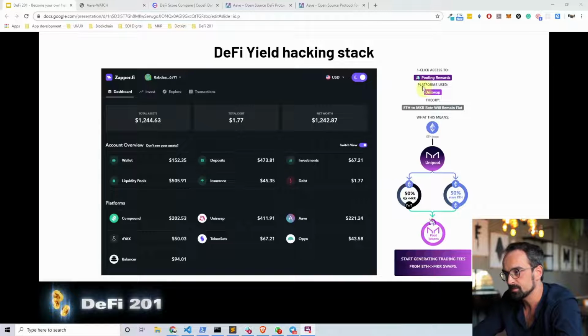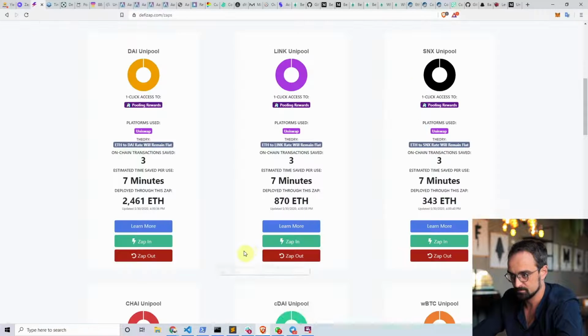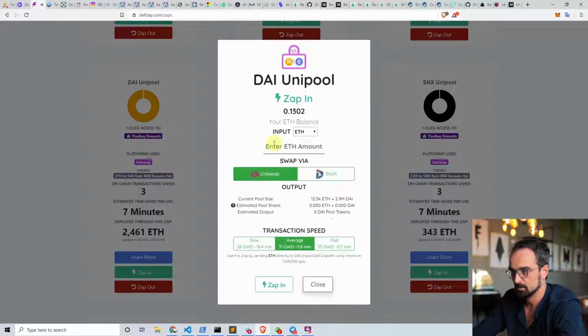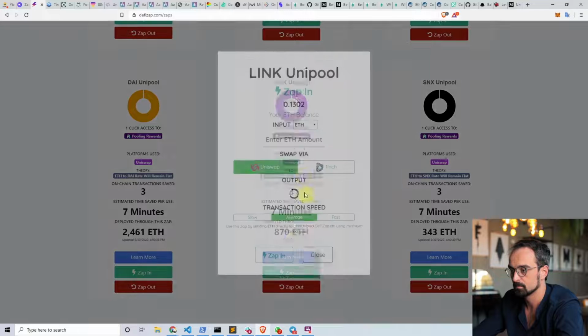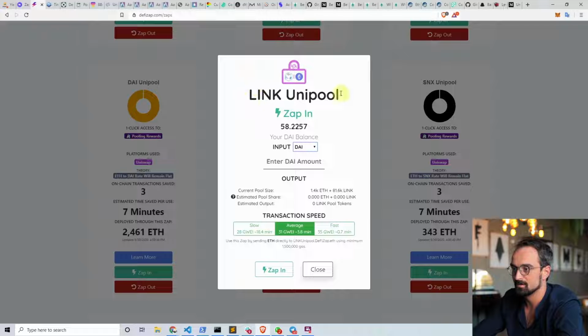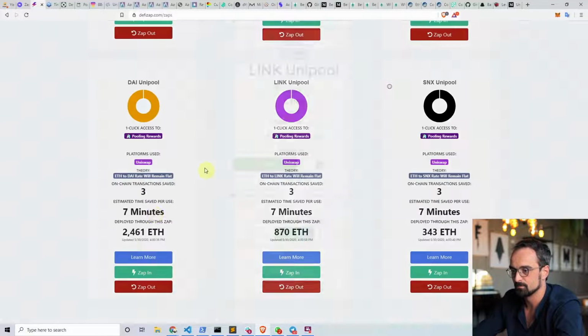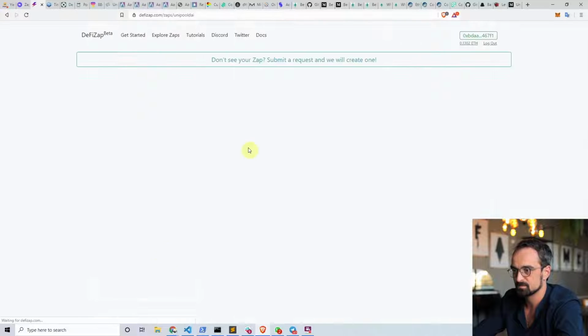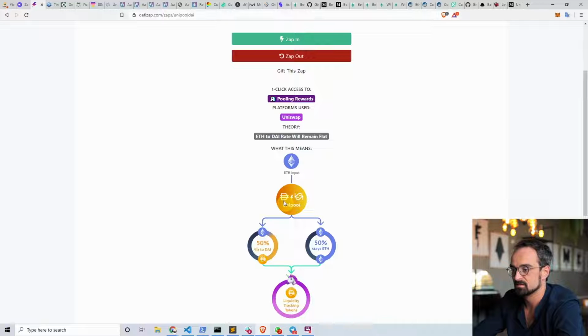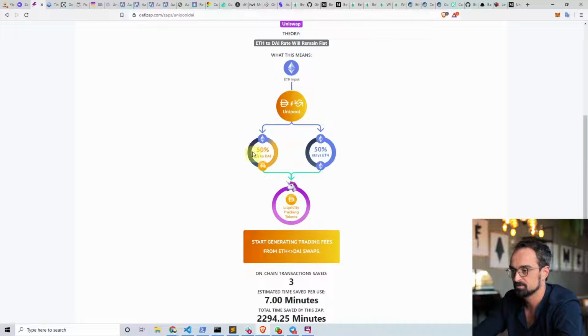So as you can see right here, let's go back to this cool example. I can invest now into the Link Uniswap pool, like this LINK ETH, or, here we go, this is the DAI pool that I invested in. Basically it's the DAI Uniswap pool, and it has 50% DAI and 50% ETH, and it provides liquidity to the market.